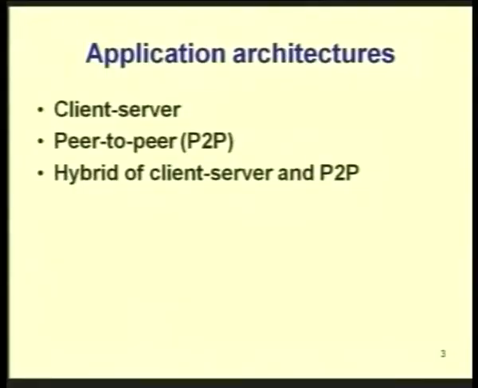So, if you look at application architectures, there are basically three different models that we talk about. One is the client server model, the other is a peer to peer model or a P2P model as we refer to it, and the other is a hybrid of this client server and the P2P model. So, we will just take a look at each of these models now.